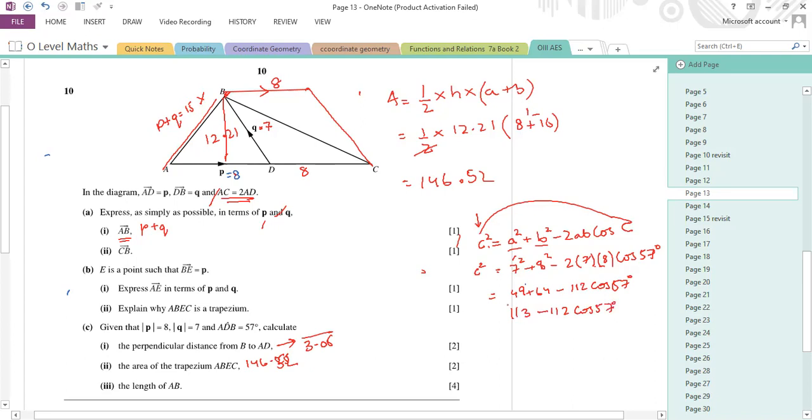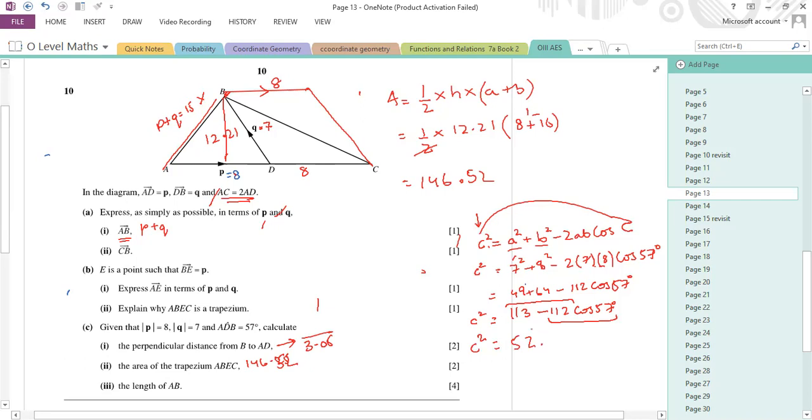Now please, for God's sake, be careful. Do not subtract this first, because the students are very much tempted. They see 113 here, this 112, oh, it's so easy, they simply subtract it. Please don't do it. Just be alert here. First, you're going to multiply. So 113 minus 112 multiplied by cos of 57. Please check that your calculator is in degrees, otherwise it would be incorrect. So here, c square is equal to 52 approximately.